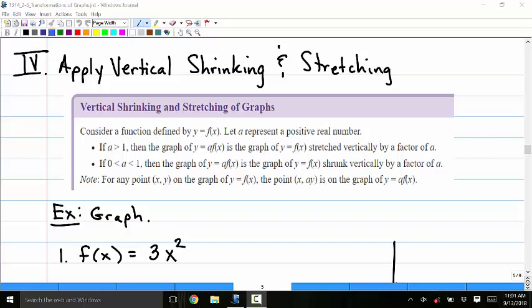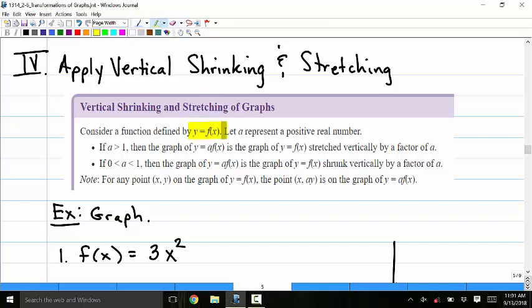So quick review, we've been talking about how to translate parent functions. We did the list of parent functions, and then we talked about how to reflect them over the y-axis, over the x-axis, how to move them vertically up and down, and how to move them horizontally left and right, correct? Yep. Okay, so now we're going to talk about applying a vertical shrink or stretch to it.